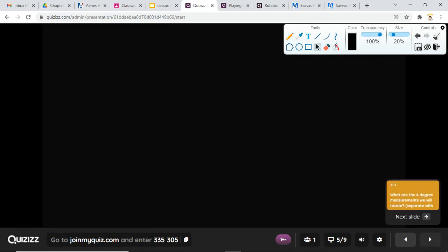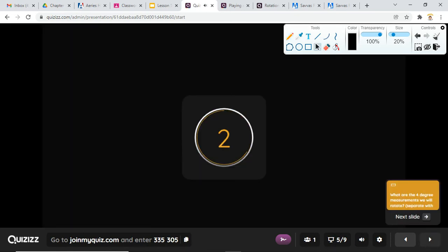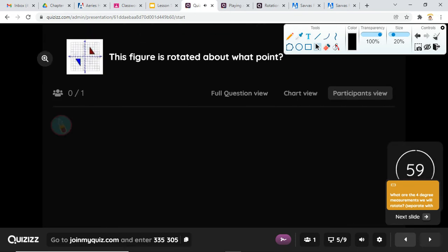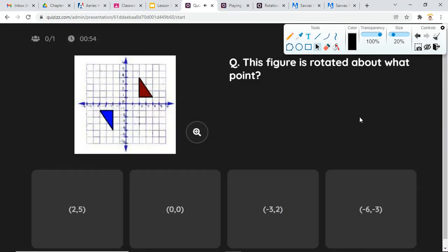All right. So I want you guys to watch that video before you see these next 4 questions. But for now, you can pause the video and watch the video. All right. So right now, we want to see this figure is rotated about what point. So we have our figure right here, and it's rotating in a 180 degree turn. It's rotating about what point right here. I want you guys to think about this one for yourself.